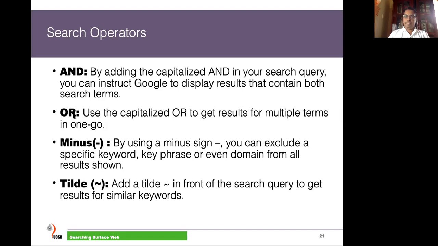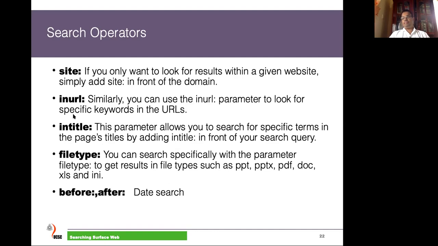With the tilde operator, you can get results with similar words. That's also important. There are plenty of other important search operators which give you accurate, intelligent information. One is site. If you want to narrow your search to a particular domain, you can use site colon and give a domain name. For example, site colon .lk will produce results only from .lk websites.